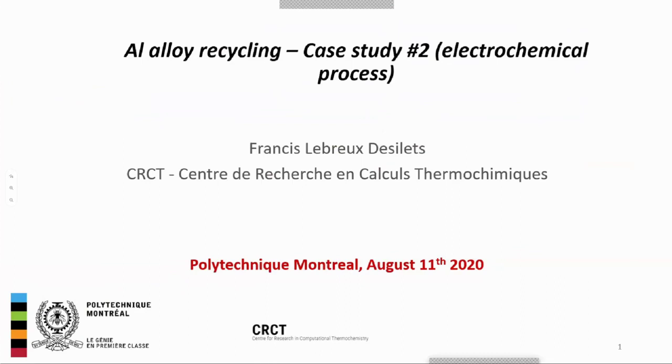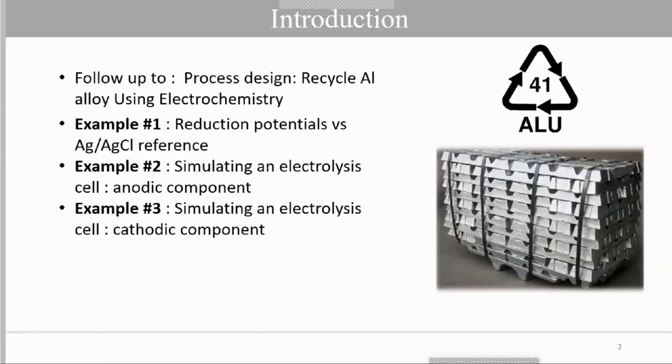So it's a follow-up to the electrochemical presentation that I did this morning. So we're going to go over 3 examples. One about the reduction potential in regards to silver chloride reference electrodes. One about the simulation of the anodic component of the cell, and one about the cathodic component of the cell. So that's pretty much what I have for you this evening.